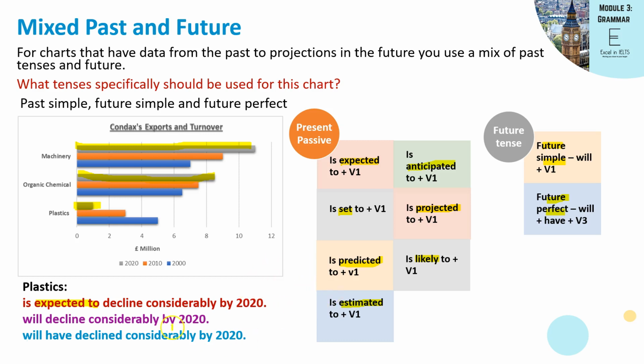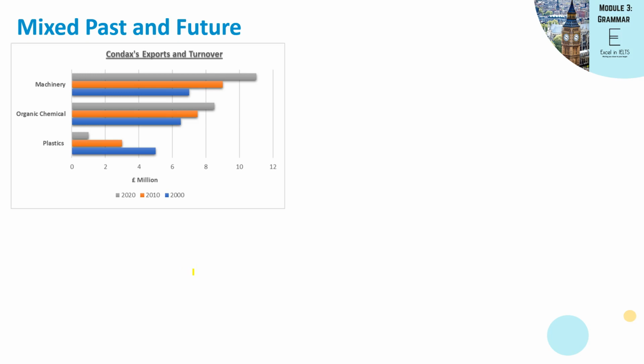Another thing that I want to point out is that when you're using present passive, after the main verbs expected, set and predicted and so on, the next one has to be verb 1. So you're using the infinitive basically, yeah? So do not use past tense here or any other one. So just use the infinitive, which is in this case to decline, to reach, etc. It's time to practice again.